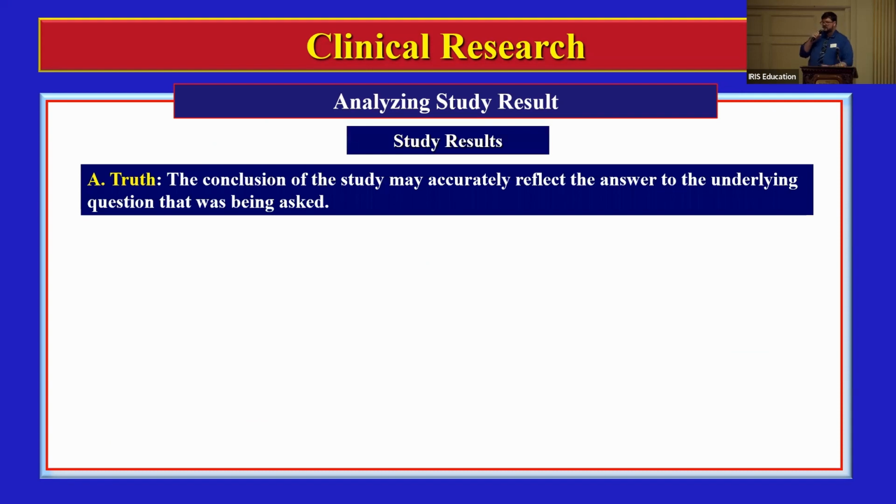So then truth, as Dr. Ramirez said, is that the conclusion we reached from our study matches reality. So let's say that we have our study hypothesis and then we turn that into an alternative hypothesis through the process. Then if our study results match up with what is actually true, we have true results.